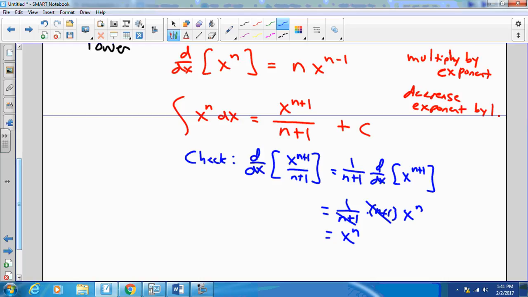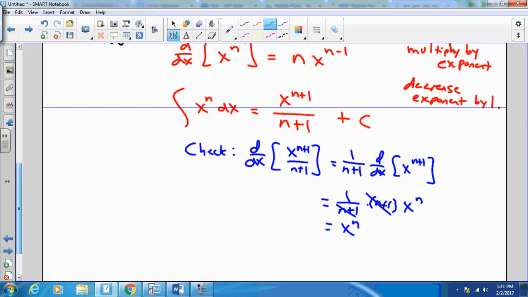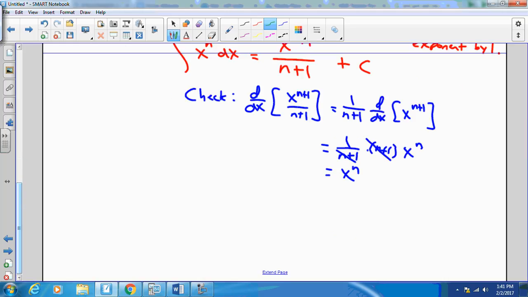Let me do a quick example, and then I want to come back and examine a small defect in the power rule. So the quick example could be something like this. Suppose I want to find the antiderivative of x cubed plus 2x squared. Actually, I'm going to do it like I did in the other class, with 6x squared.